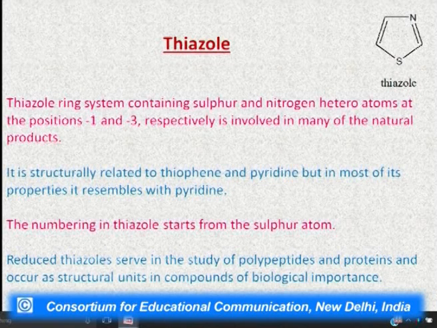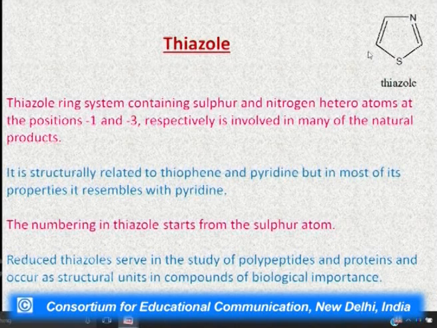In thiazole, we have the second heteroatom, which is a sulfur, in combination with the nitrogen in a 5-membered ring. The thiazole ring system contains nitrogen and sulfur at the 1,3 positions, and it is present in many natural products. It is structurally related to thiophene and pyridine, but in most of its properties it resembles pyridine. The numbering of the thiazole starts from the sulfur. Sulfur will get the number 1, then 2, nitrogen will get the number 3, and then 4 and 5 are the carbons.